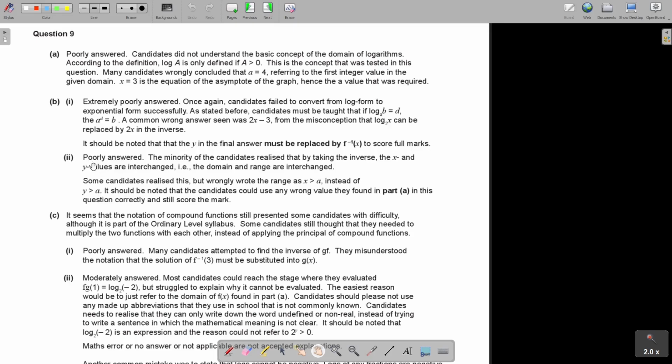And then the next one, it's now that range, poorly answered. The majority of candidates realize that by taking the inverse, the x and the y are interchanged, the domain and range are interchanged.